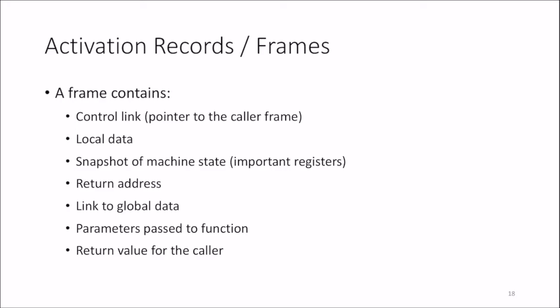If I look at a frame or an activation record, it contains a control link, a pointer to the caller, all of the local data, all the registers, because when it's suspending a function and starting a new function, you want to make sure that all of the register values get restored at the end of the function call. The return address and the link to global data, if any. So this is data that is not on the stack but is global. The parameters, these are stored on the stack as well, and the return value for the caller.